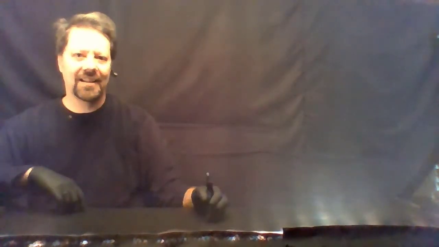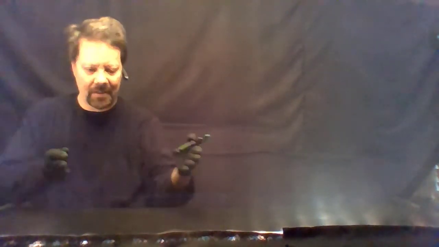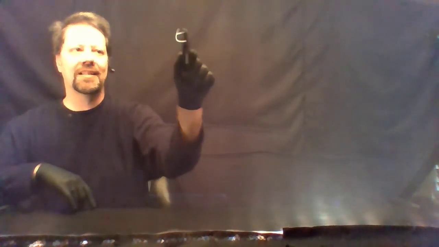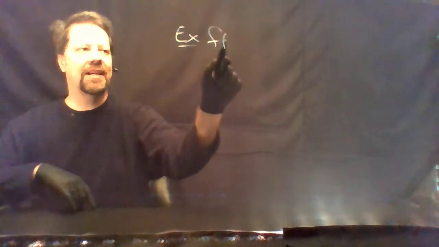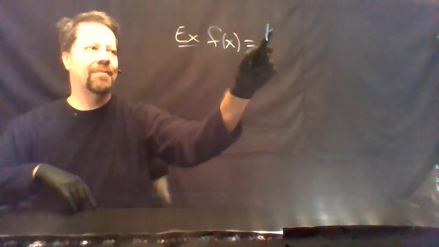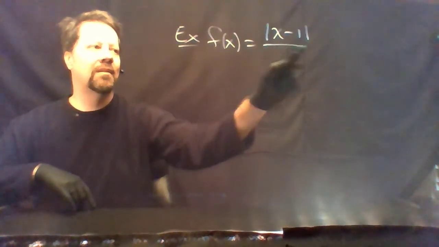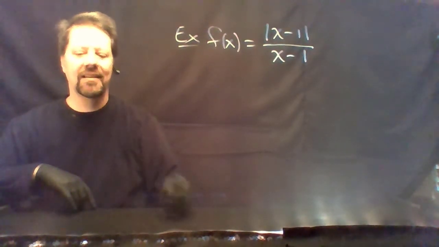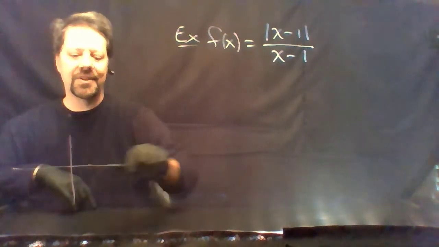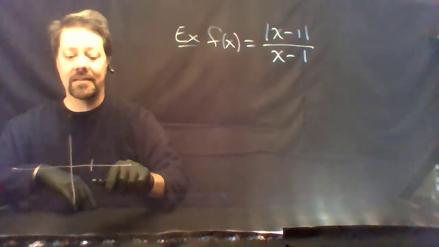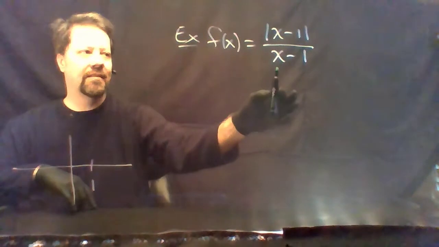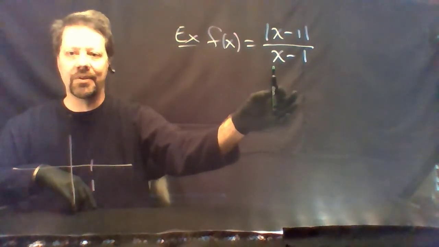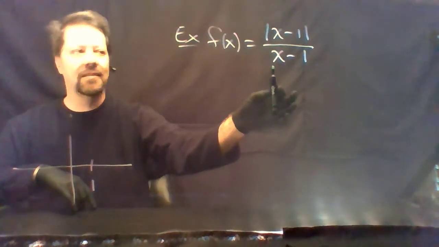In the last example, we had to check out points on both sides of 1 to make sure that they were going to the same value. That is necessary is illustrated by the next example. Suppose I have f of x equals the absolute value of x minus 1 over x minus 1. This function has an interesting graph. It's not continuous at 1. At x equals 1, we get 0 divided by 0, which is undefined.